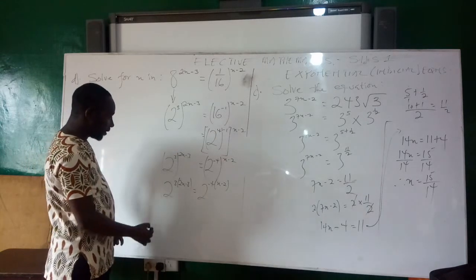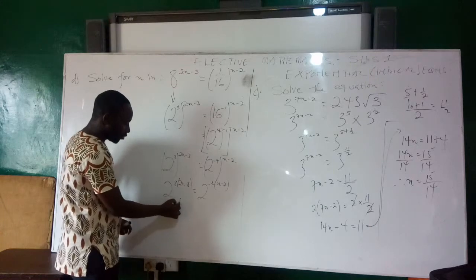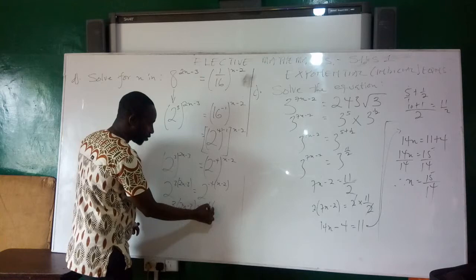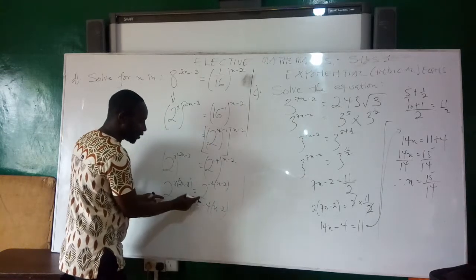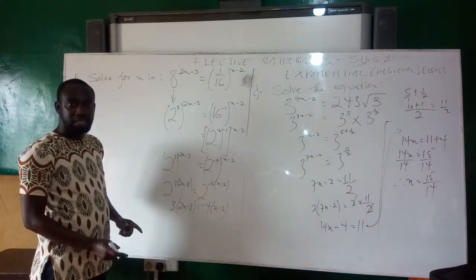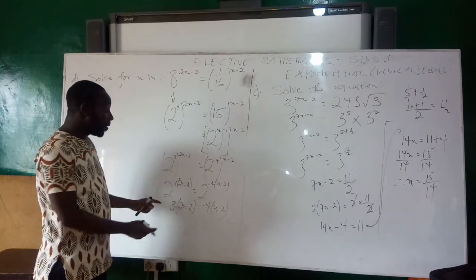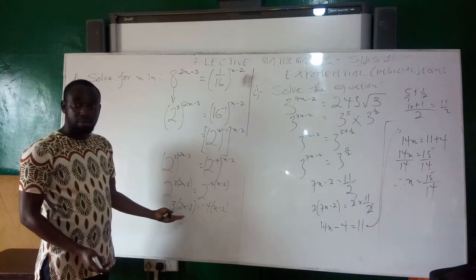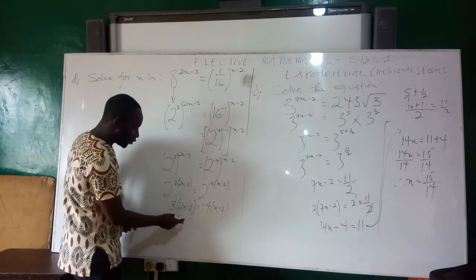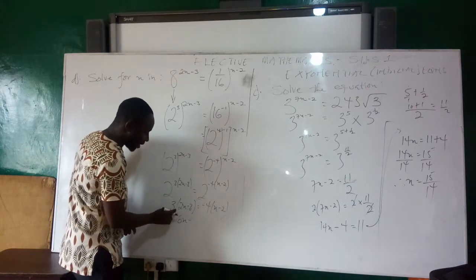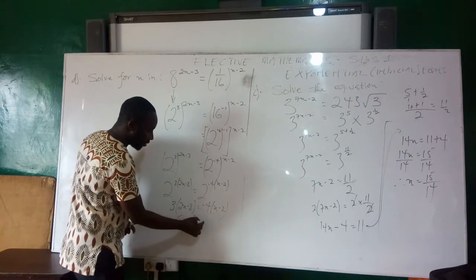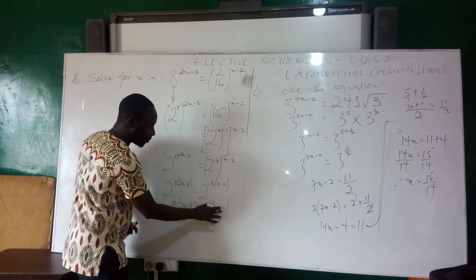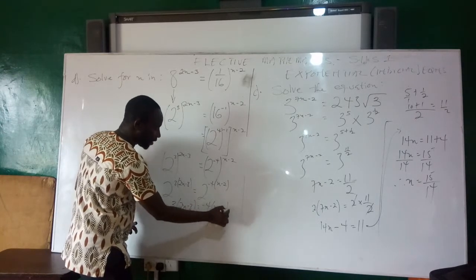So we equate the exponents as 3(2x minus 3) equals minus 4(x minus 2), because the bases are the same. So we need to equate the exponents. So we can now multiply through. 3 times 2x will give us 6x, minus 3 times 3 is 9, equals negative 4 times x, negative 4x. Negative 4 times negative 2 will give us positive 8.